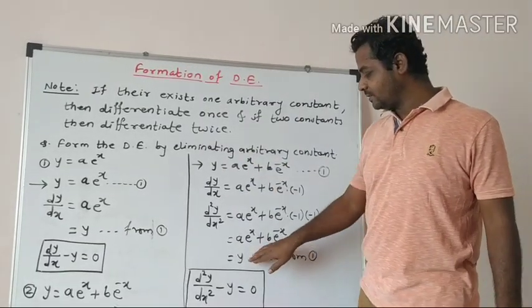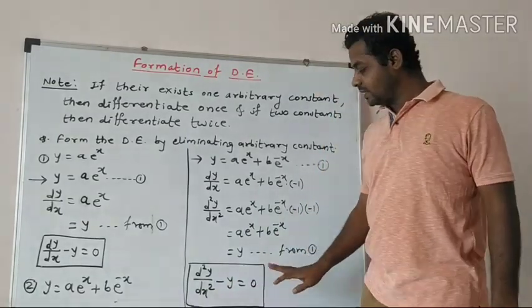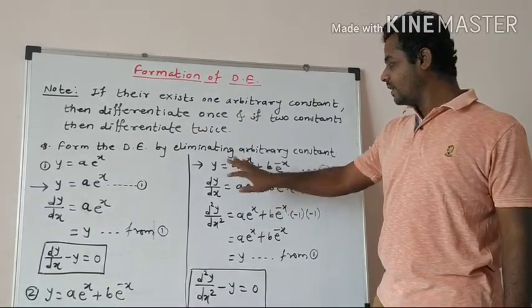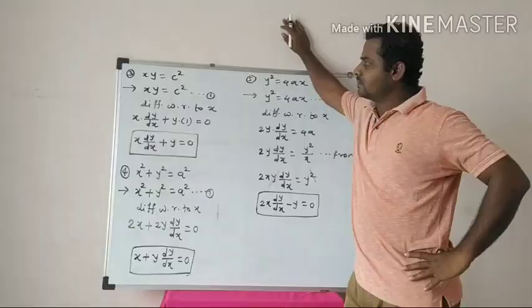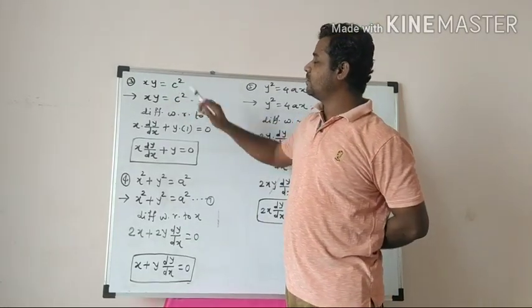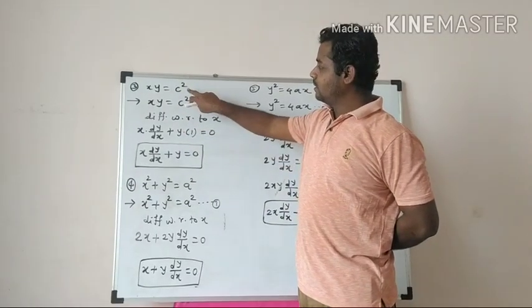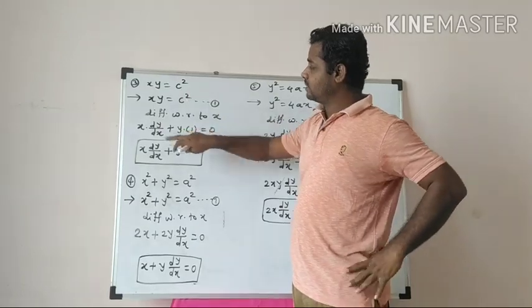So therefore shift this y to the left hand side, it becomes d2y by dx square minus y is equal to 0, which is the required differential equation of y is equal to a e raised to x plus b e raised to minus x. That's it. Now the next example is x into y is equal to c square. xy is equal to c square. The next example: there is only one constant, so we differentiate only once.